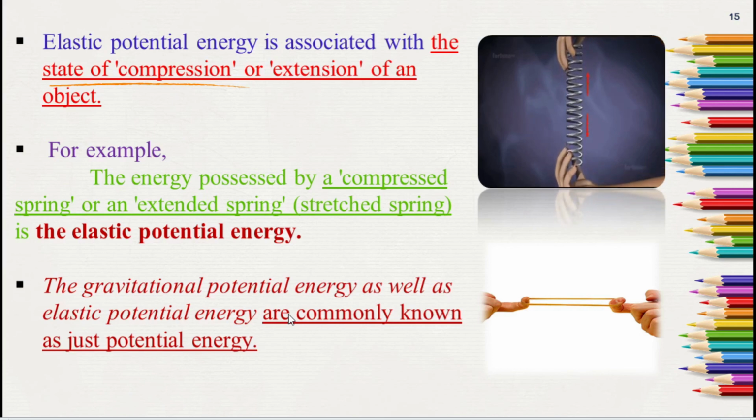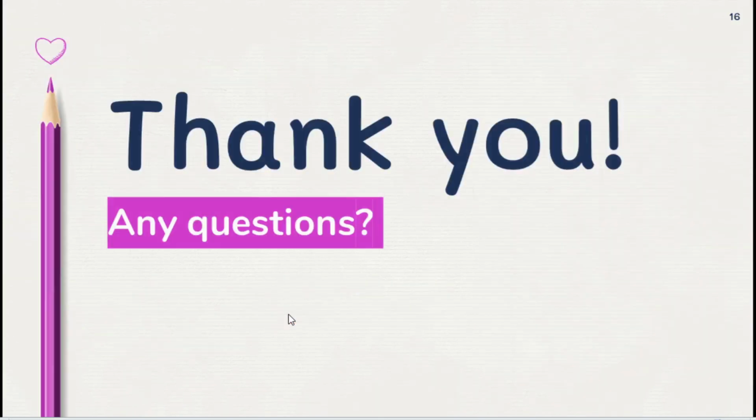For example, students, the energy possessed by a compressed spring or an extended, stretched spring is the elastic potential energy. Already I told you. If a spring is in a compressed or extended position, the spring has elastic potential energy. Gravitational potential energy as well as elastic potential energy are commonly known as just potential energy. Students, clearly we have to know whether it is gravitational potential energy or elastic potential energy. Both we can commonly call potential energy. Thank you, children, for your listening. Thank you so much.